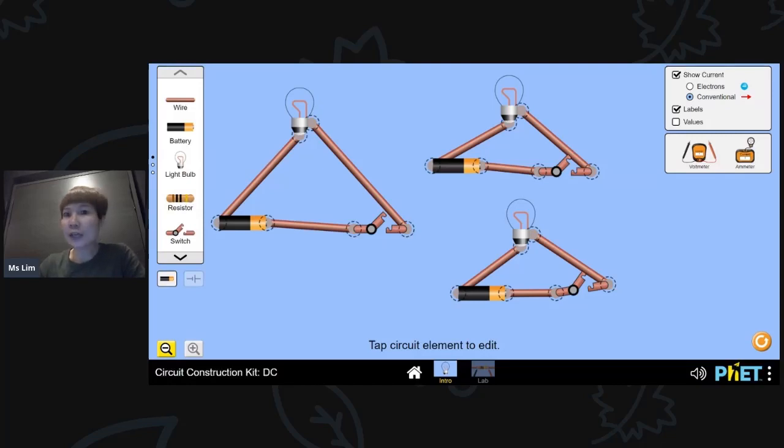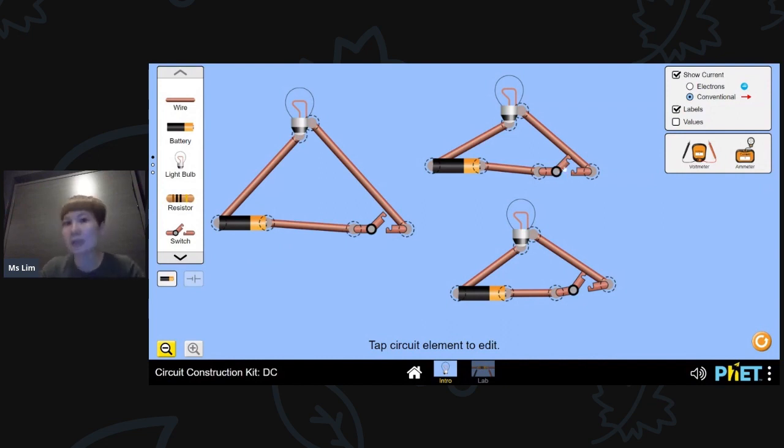Now, there are three types of circuit that you must be very familiar with. I have shown you here. We are very familiar with the open circuit. That is when the circuit is not closed. There is no conducting path that is joined together for the electrons to flow.